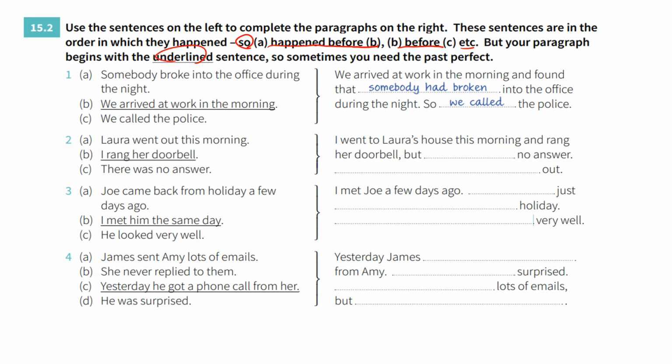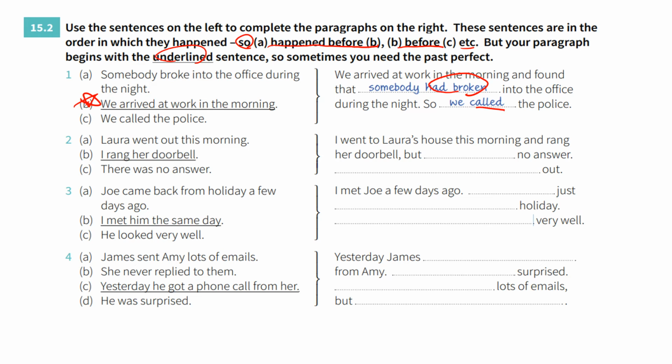Somebody broke into the office during the night. We arrived at work in the morning. We called the police. We arrived at work in the morning and found that somebody had broken into the office, so we called the police. So this is the first thing that happened.